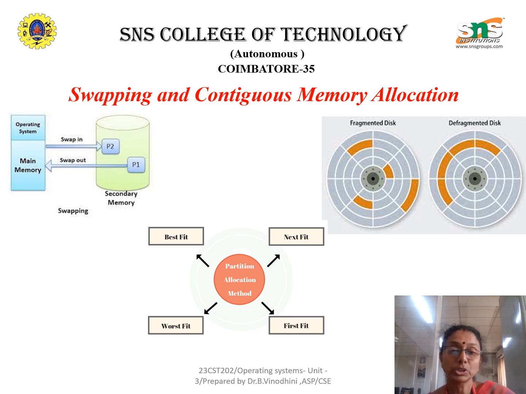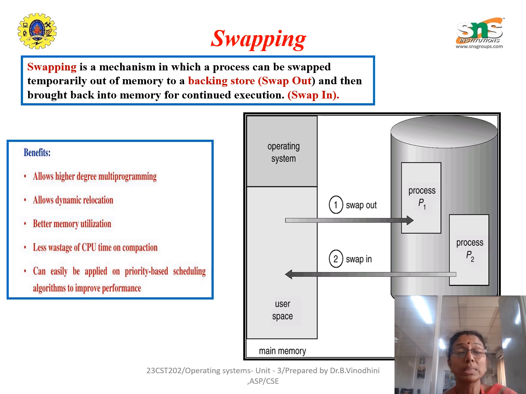So in this lecture we are going to see what swapping is and what contiguous memory location is, that is, the partitions of fixed and continuous memory locations, and how dynamic memory allocation techniques are used in contiguous memory location. First, we will see what swapping is.